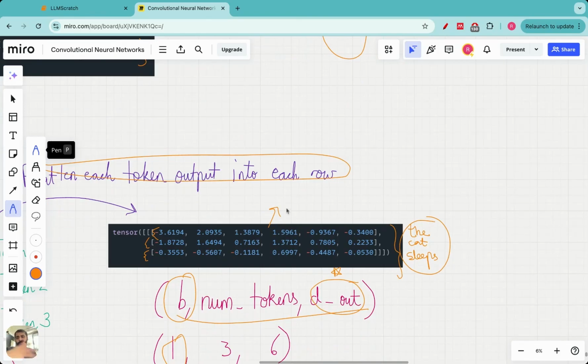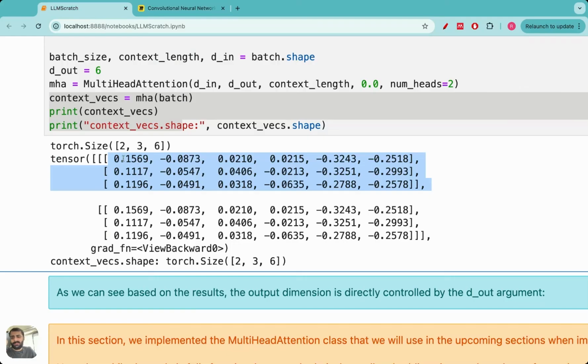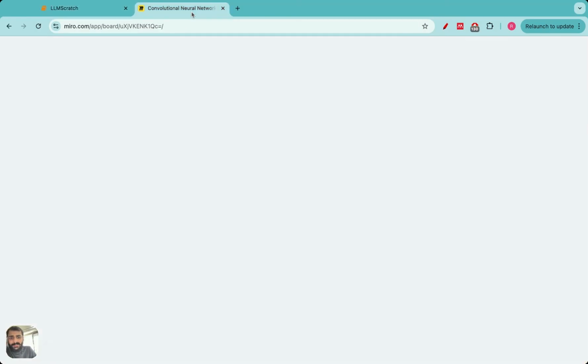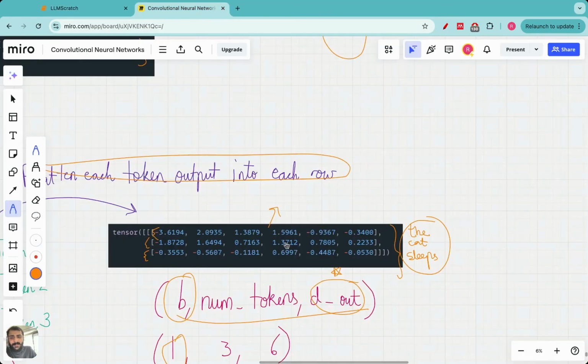The values might be different because we have done the initializations differently. Here I have taken random initializations. In the Python code, there are some other initializations. Every time you initialize, we take from a Gaussian distribution. So the values might be different, but let's check the shape. So this is 3 comma 6, 3 rows and 6 columns. And here also we can see 3 rows and 6 columns.